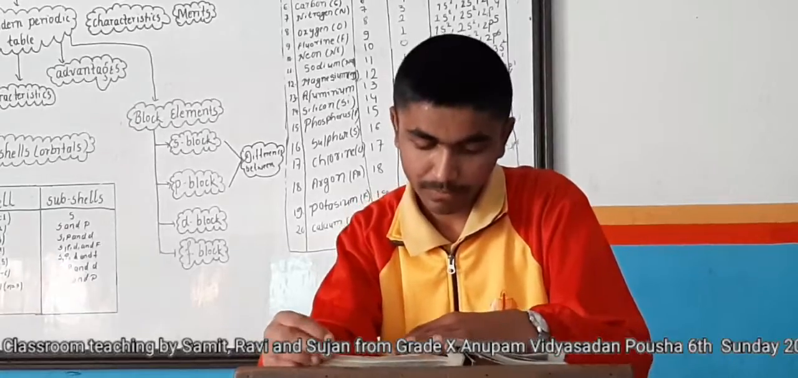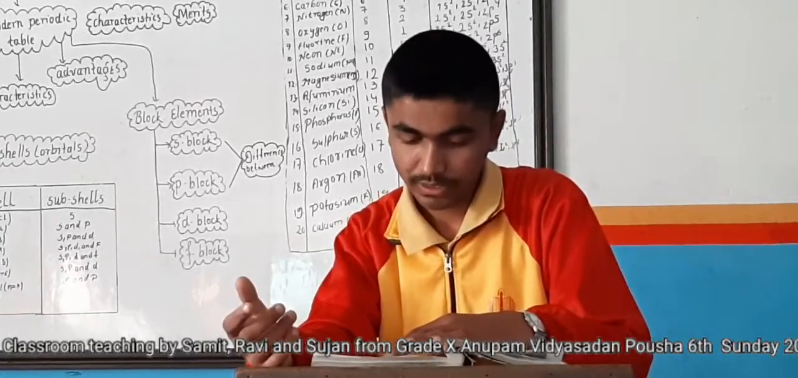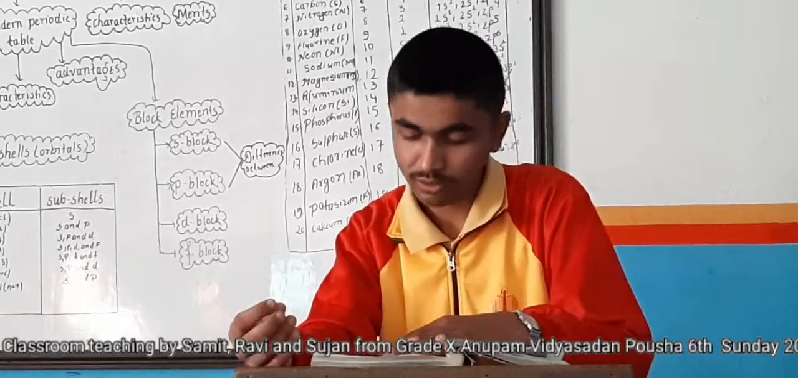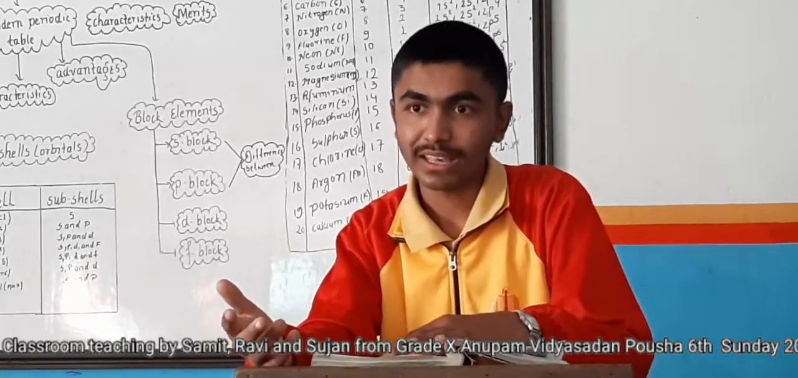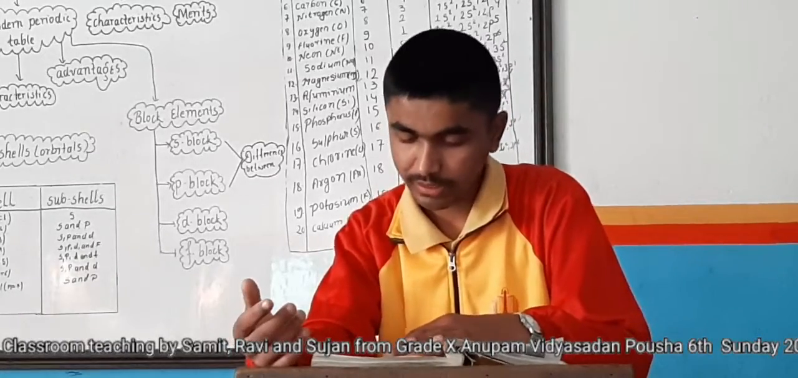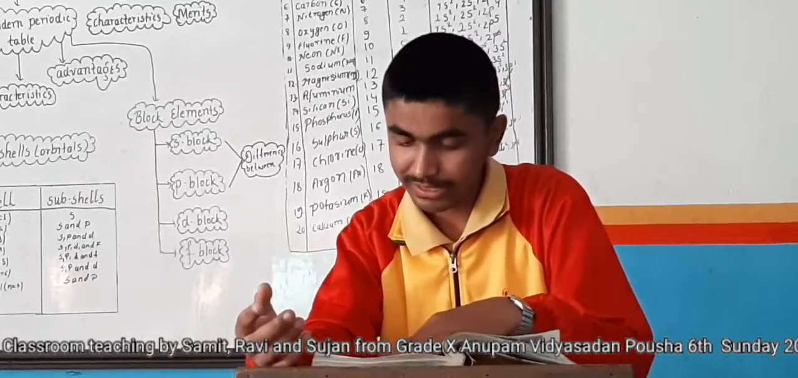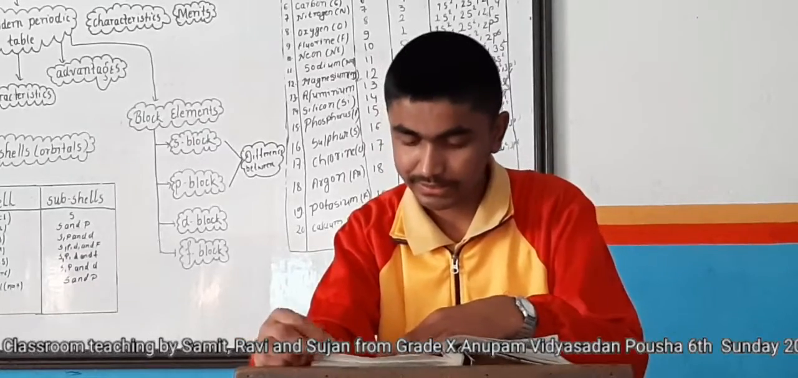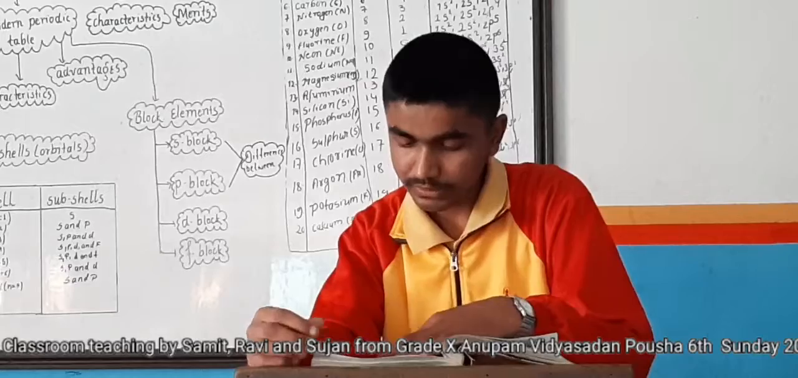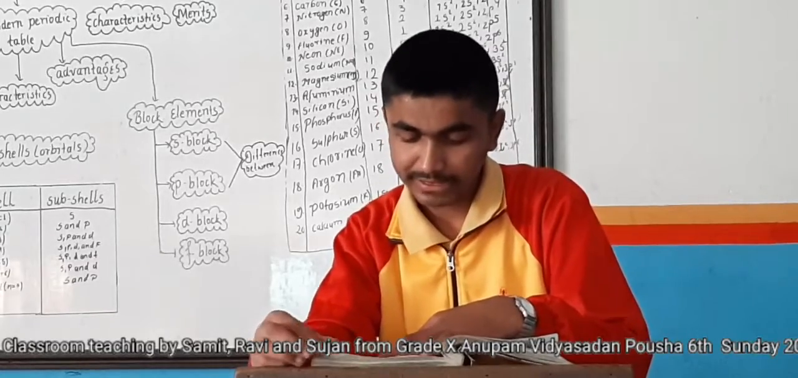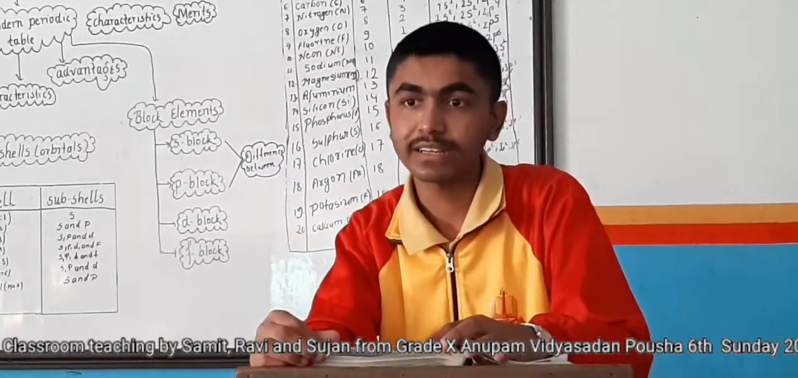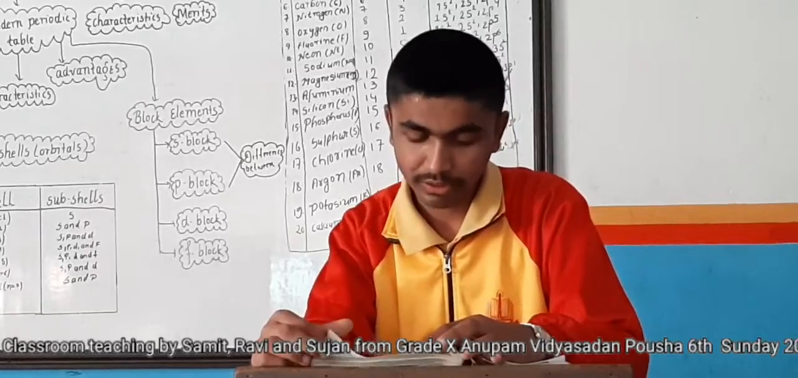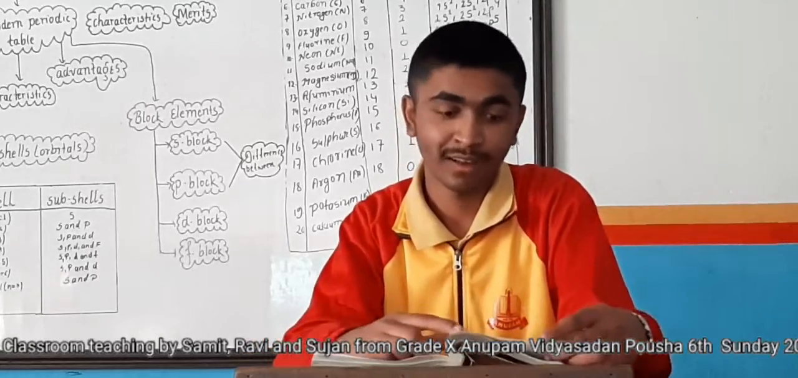Now, group 18 or 0. The elements belonging to this group are neon, argon, etc. Except helium, all elements have 8 electrons in the valence shell. These elements are placed on the extreme right of the periodic table. They are also called noble or inert gases because they do not take part in chemical reactions.